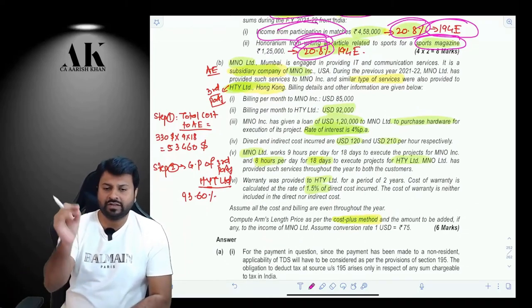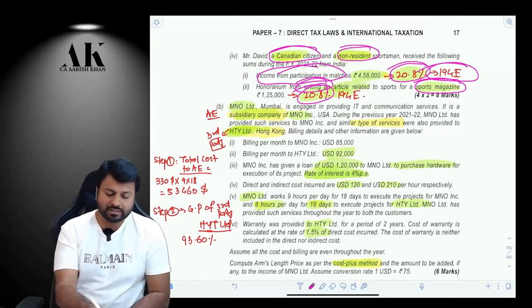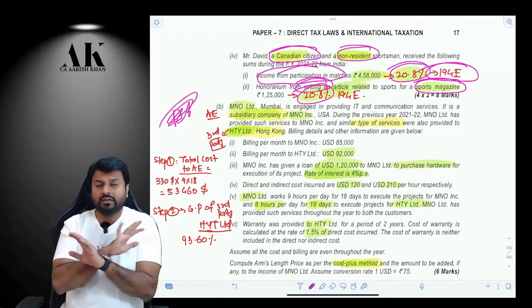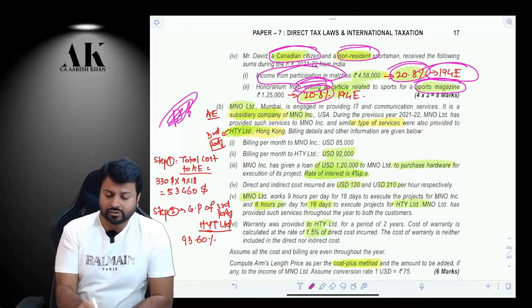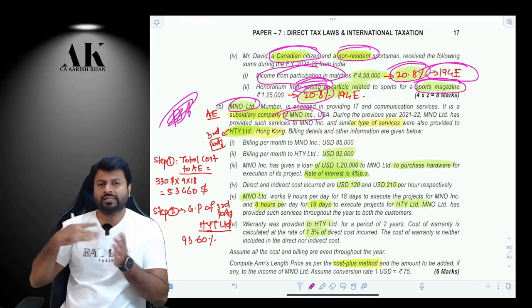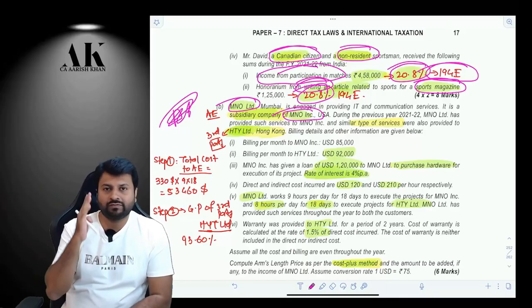read with section 194E. Okay, now the next question is a very, very good question on the cost plus method. Give a 5-star to this question. It's a different kind of question. You have not seen such a question ever so far. So there is one company, MNO Limited, and there is one company, MNO INC. Both of them are holding and subsidiary. Therefore, MNO and MNO are deemed to be associate enterprises.